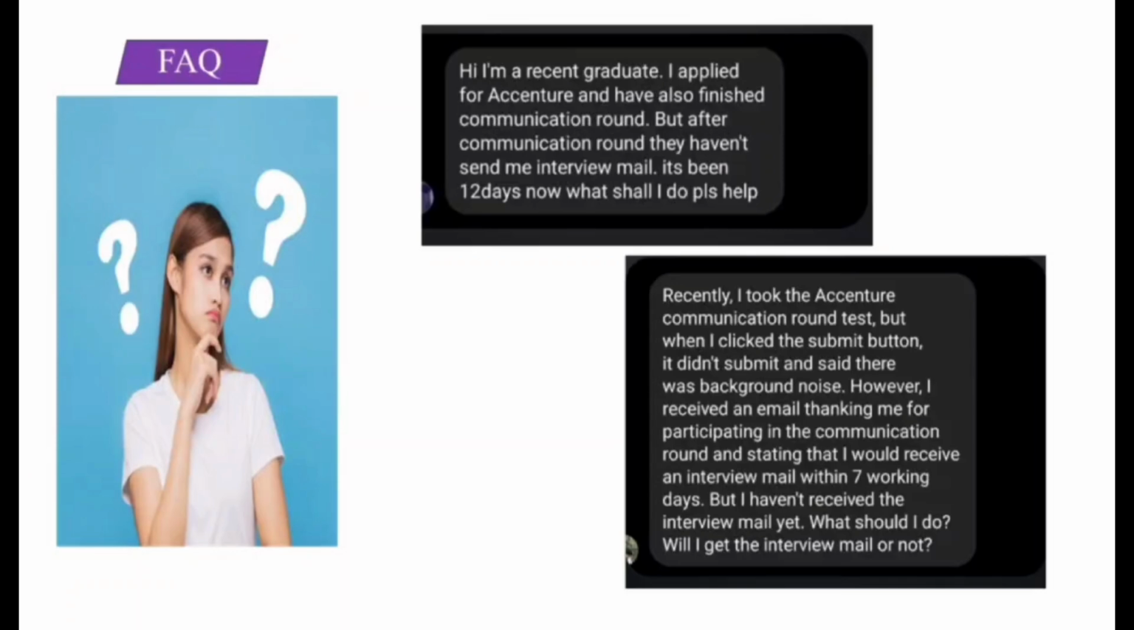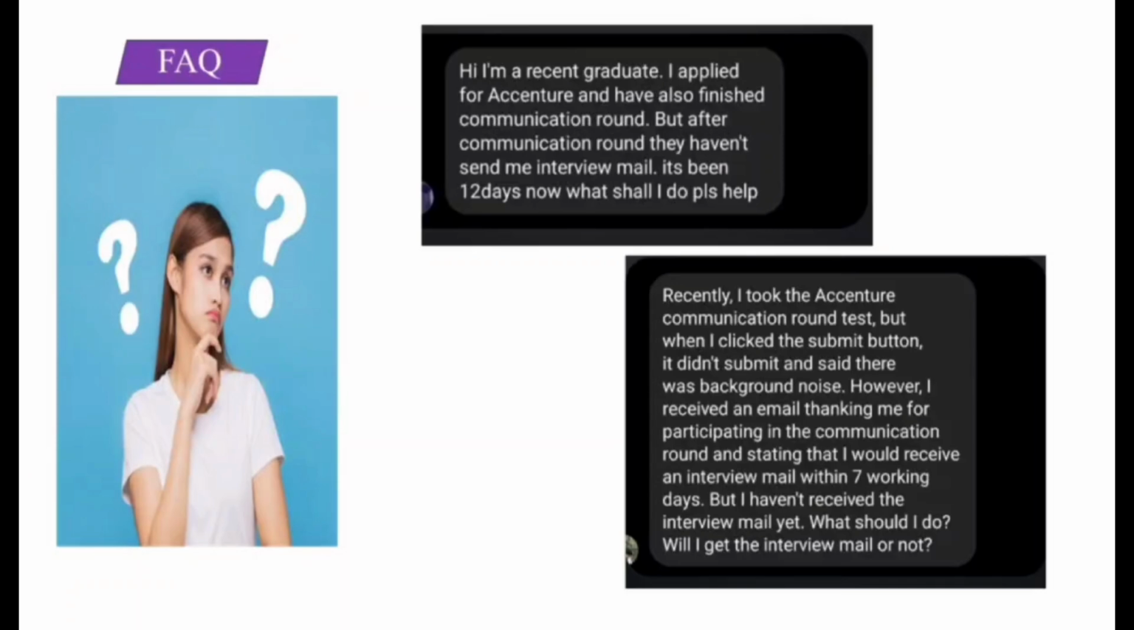I completely understand how you feel after completing the communication assessment for Accenture and not hearing back for 12 days. It can be tough waiting for updates. Be patient. Sometimes the hiring process takes longer than expected, and keep preparing for other potential interviews in the meantime.